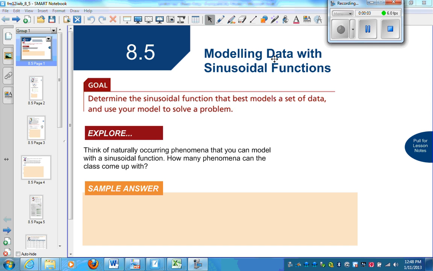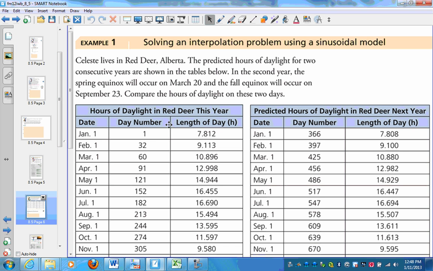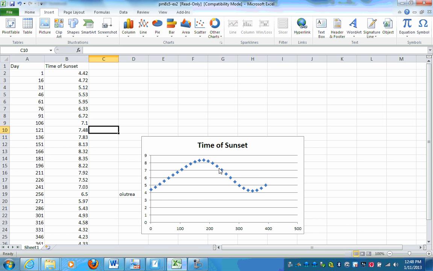Section 8.5, modeling data with sinusoidal functions. So this is going to look similar to the last two chapters. We're going to have data and we're going to enter it in. Now, normally we've been using Excel and creating graphs, and this is different data than what I'm going to do.